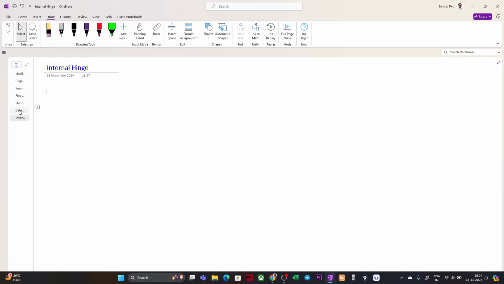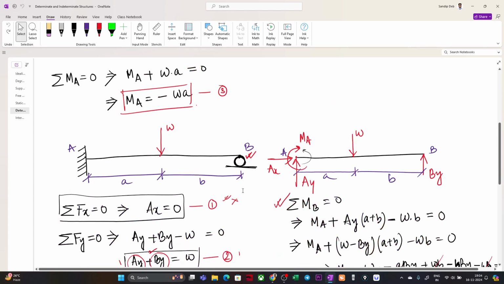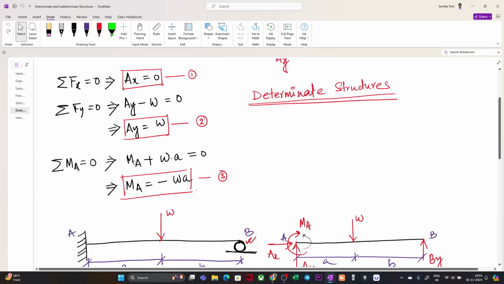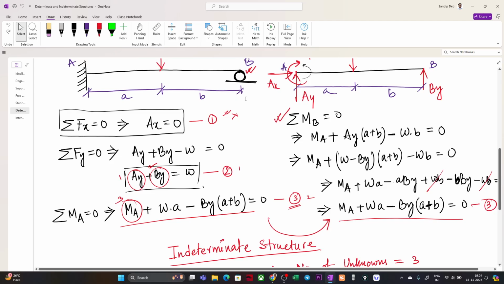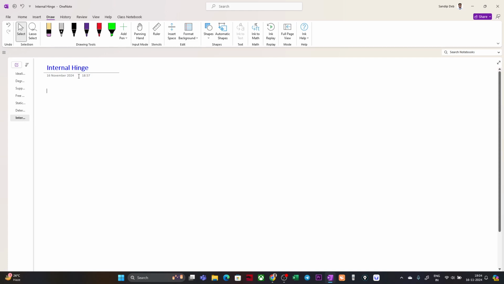So in our previous lecture, we have seen how an additional support is making the determinate structure an indeterminate structure, because we have an additional unknown force here, right? So now we will see that if we have an indeterminate structure, how addition of an internal hinge between the structural elements converts the indeterminate structure to a determinate kind of structure, right? We'll see a very simple example to understand this.